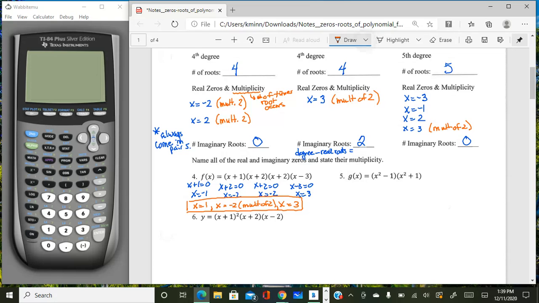In number 5, we're going to set these factors equal to 0. So x minus 1 is equal to 0. When we solve this, we should recognize that it is the difference of 2 squares. So we have x minus 1, x plus 1. So in this case, x minus 1 is equal to 0, so x equals 1, and x plus 1 equals 0, so x is -1.